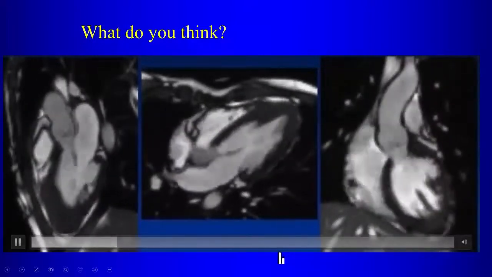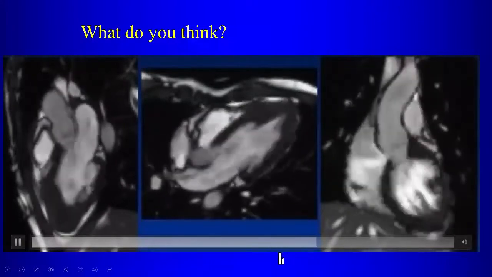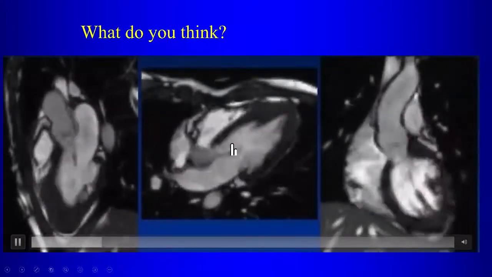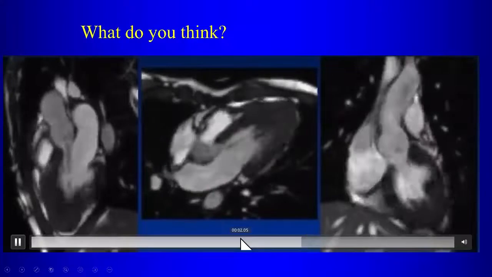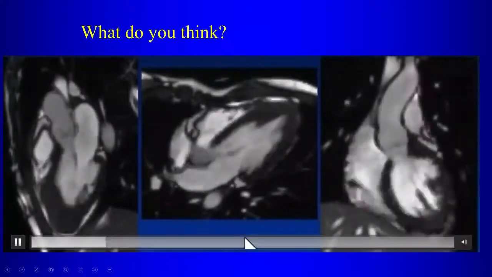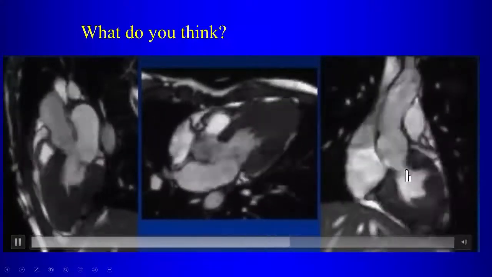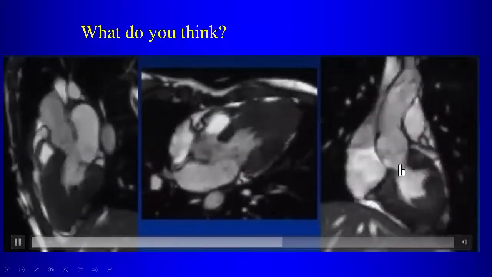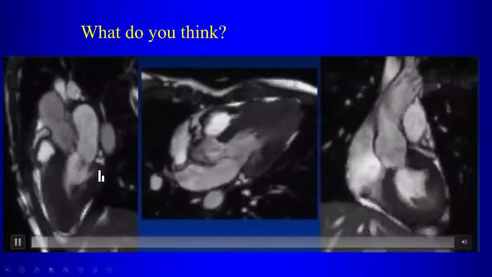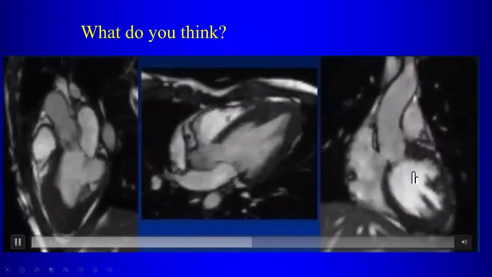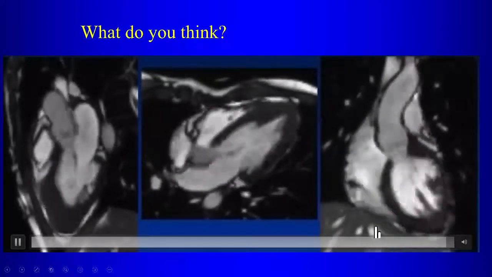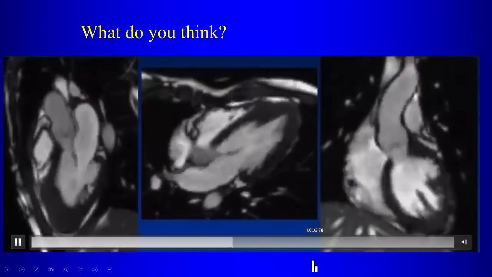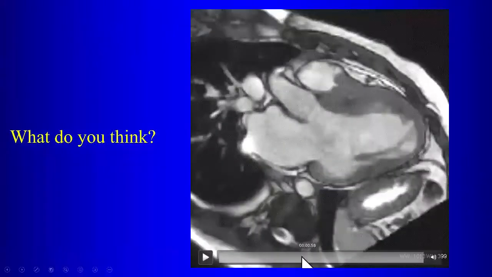Well, what do you think the problem is? Hypertrophic cardiomyopathy? Does that look like hypertrophy? No. And actually you can see it. Look very carefully, right? You can see that little membrane? Yeah, there's a membrane. This is a subvalvular membrane. All right, this is a very rare cause of aortic stenosis. This is a cause of subvalvular aortic stenosis.